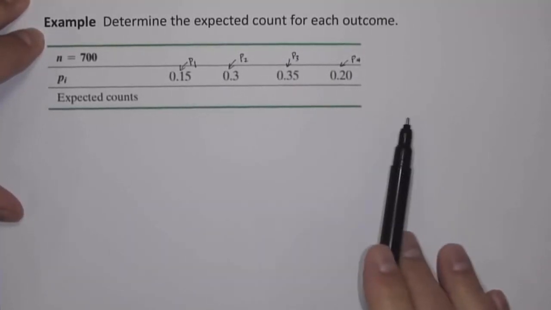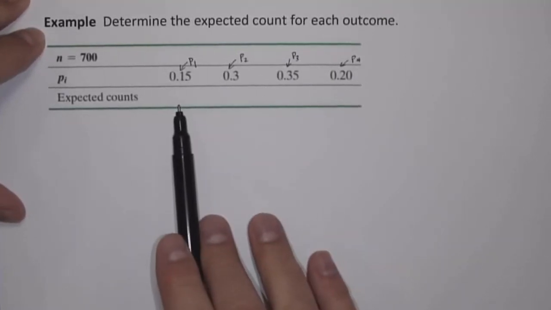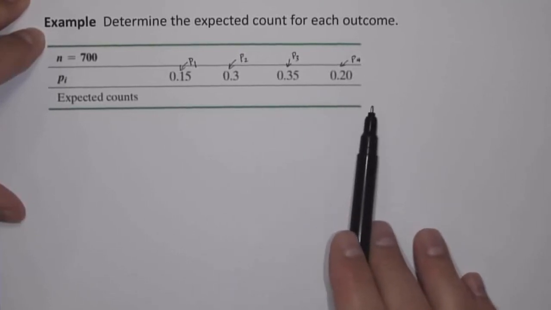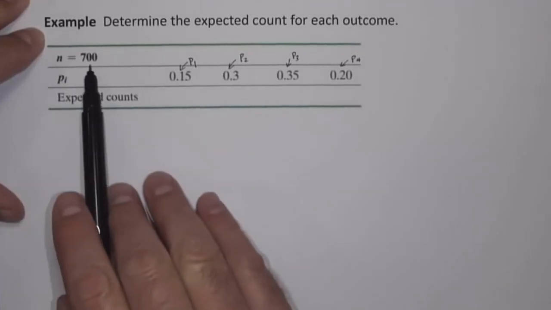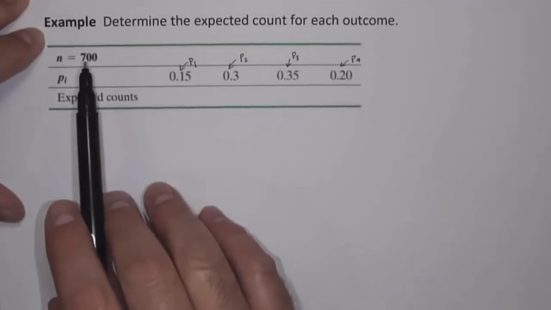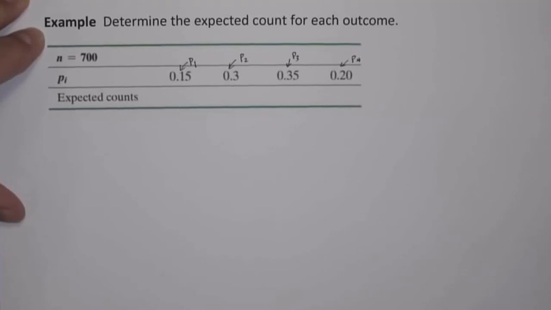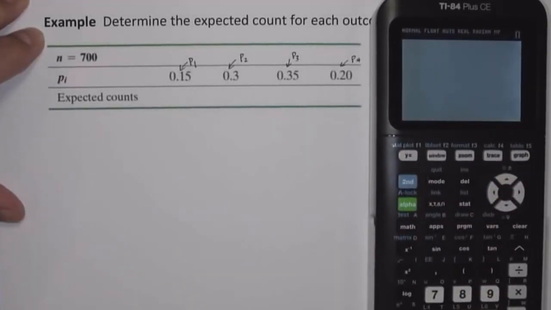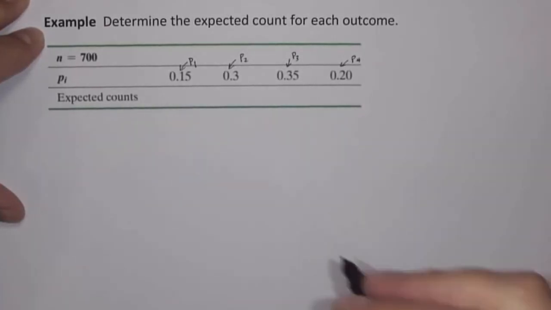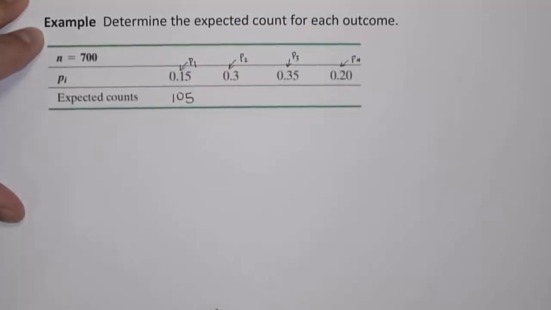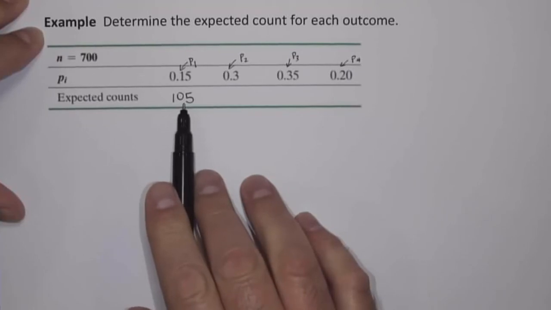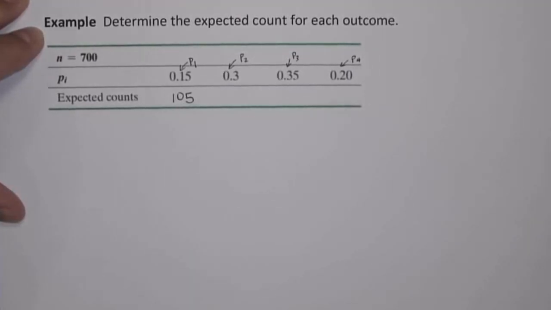So we want to find the expected counts. In other words, we want to find E sub 1, E sub 2, E sub 3, and E sub 4. Well, since n is 700, that means we're going to be repeating the experiment 700 times. So to calculate this, we're just going to take 700, that's n, times 0.15, and that equals 105. So if we repeat this experiment 700 times, we would expect the first outcome 105 times.